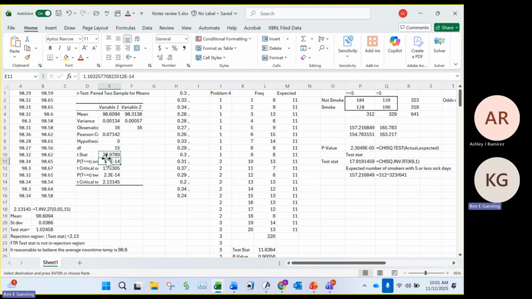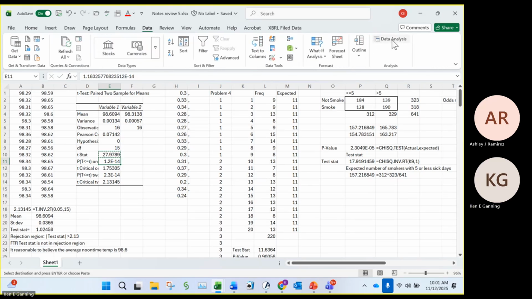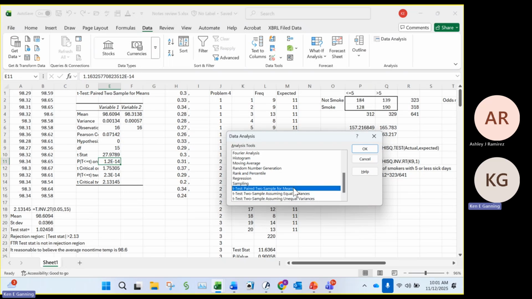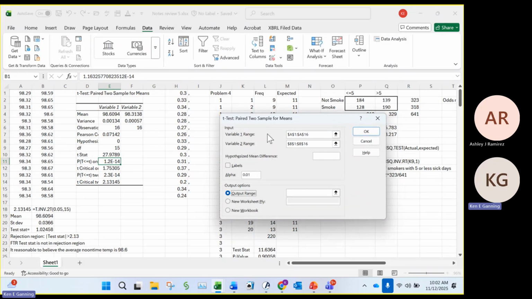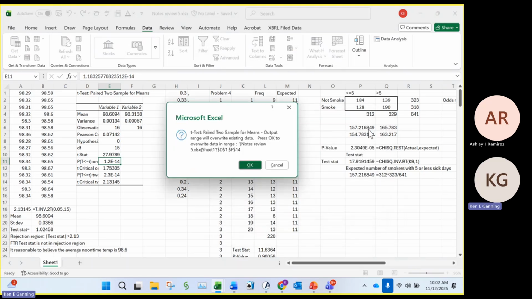I just had done this problem already. If anyone wants to, I can show you how to do it. It is data analysis. We said paired samples for 2 means. Data input range is here. Data 2 input range is here. Alpha 0.01, not that that really matters. Output range is D1. And it's going to say I am writing over, that's fine.